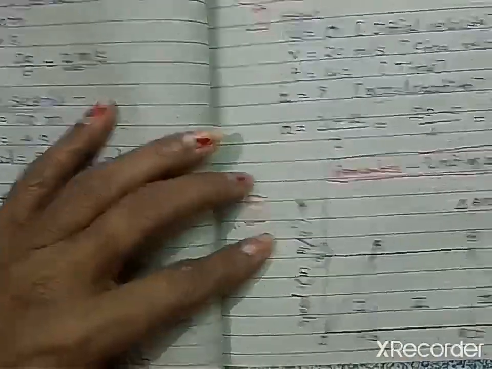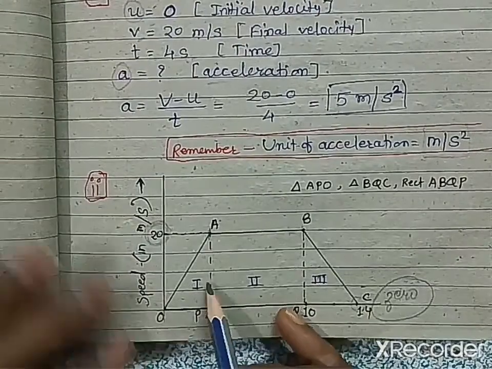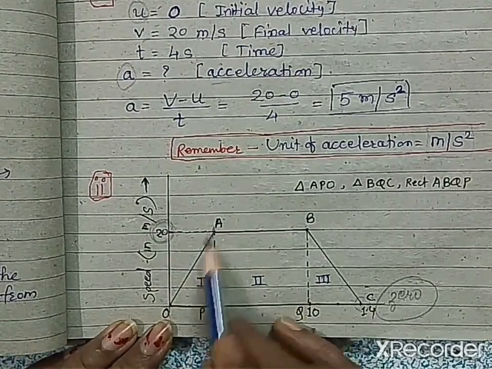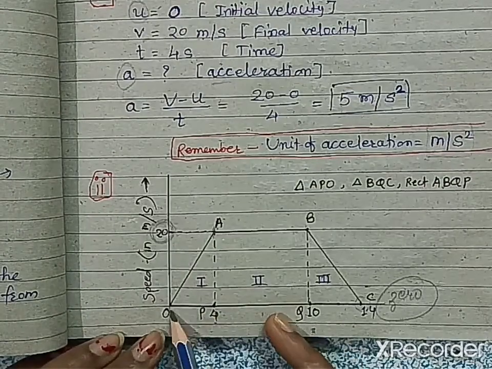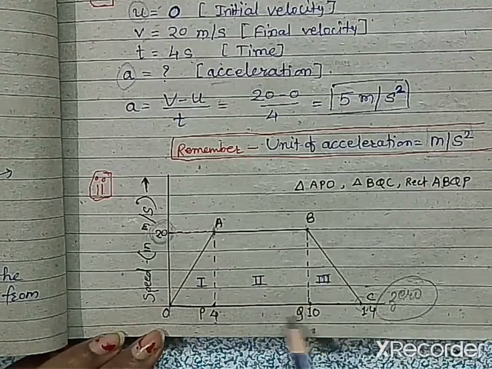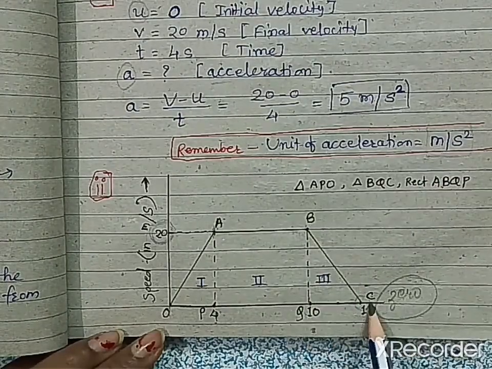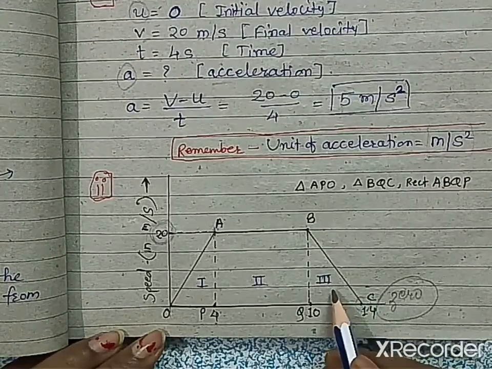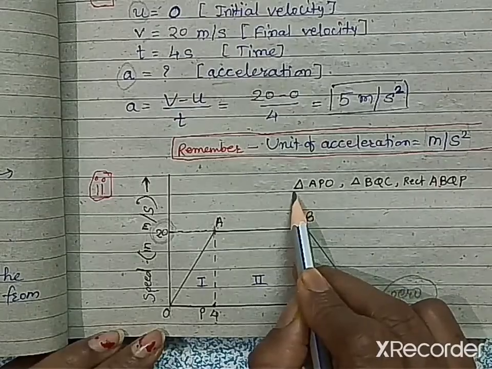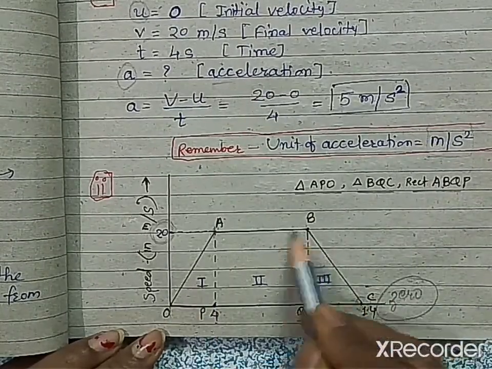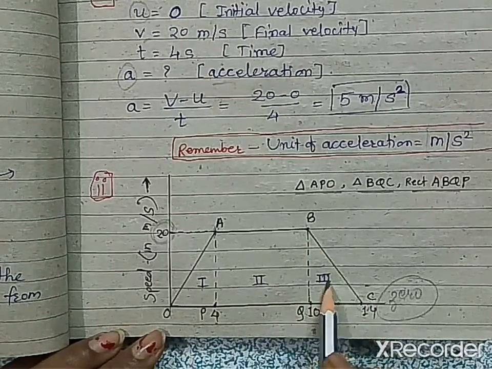Now look at this figure here. Here I have divided this figure into 3 parts. That's APO, one triangle, then ABQP, the rectangle, and BQC, again a triangle. Okay, so these are 2 triangles and 1 rectangle. So we have divided this figure into 3 parts to find the total distance.